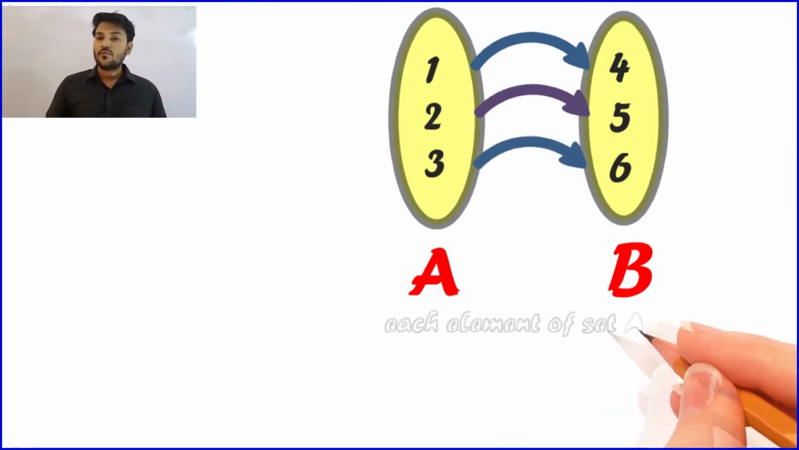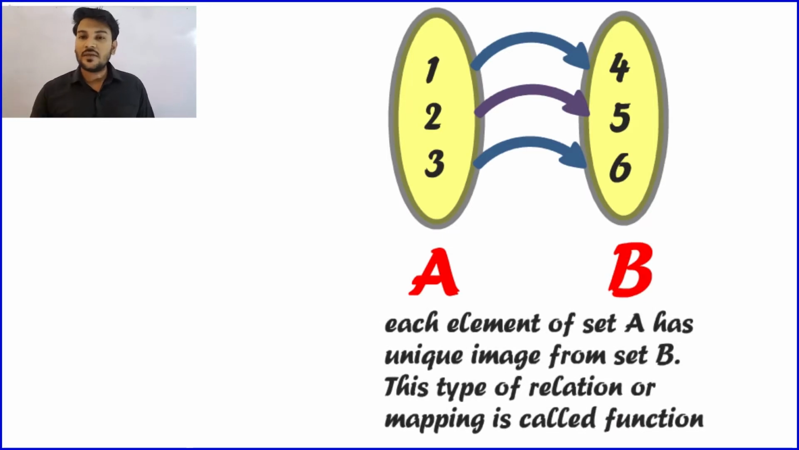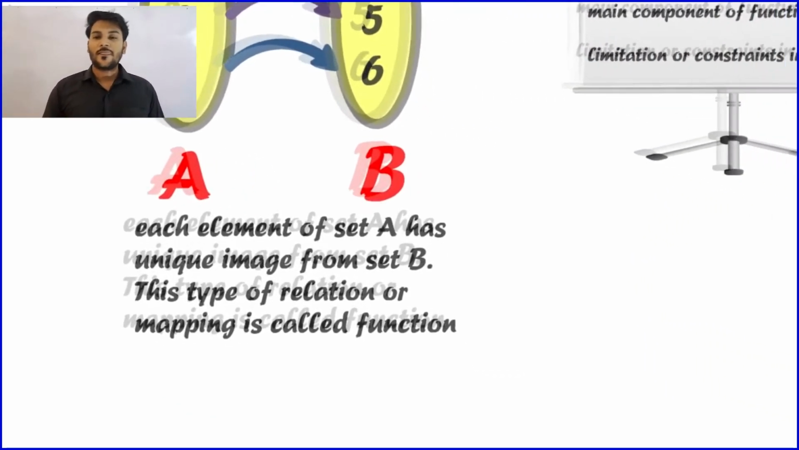The most important point you should remember is that a function has a unique image. A function has a unique image, which means the relation between the two sets is unique. So this is the definition of a function.